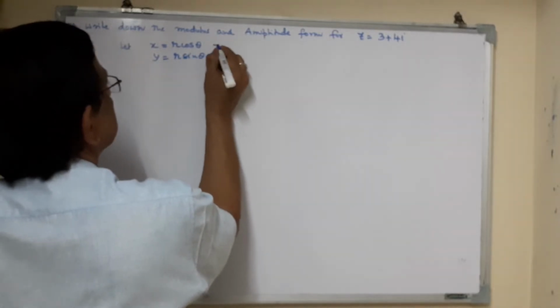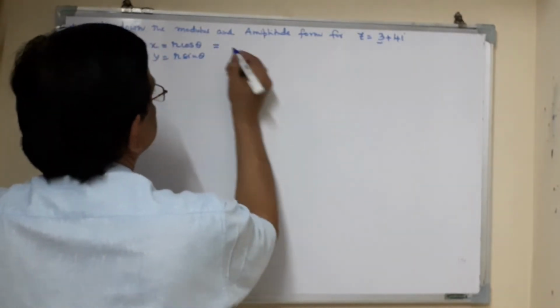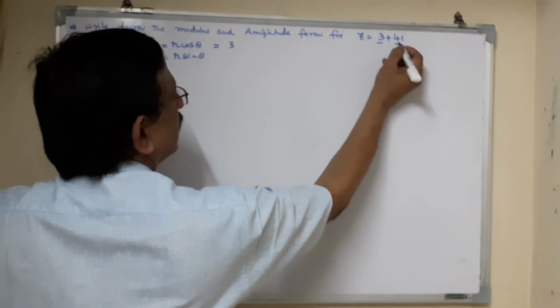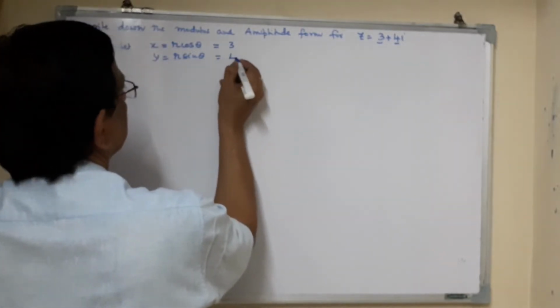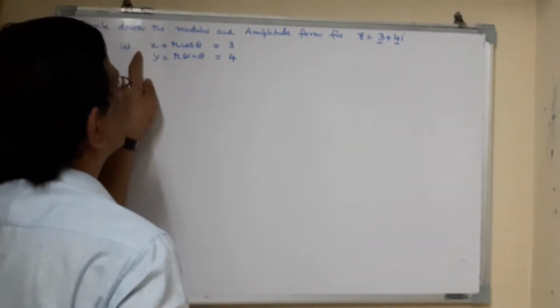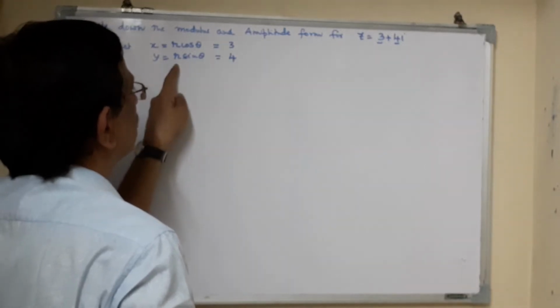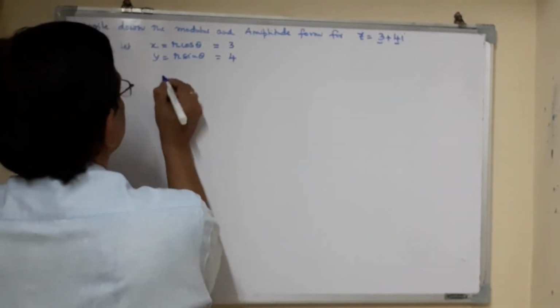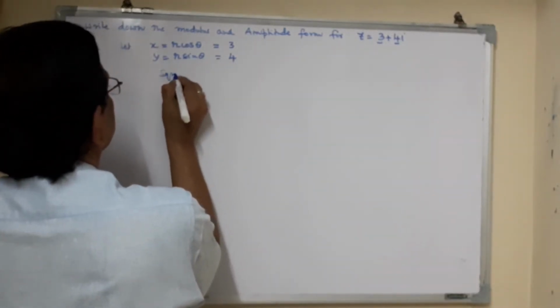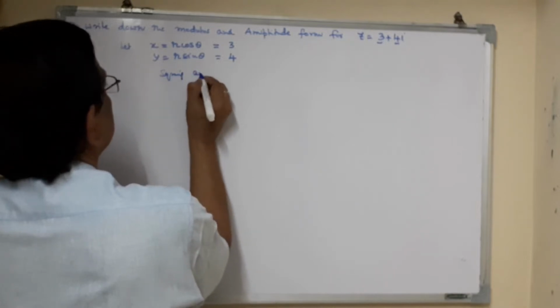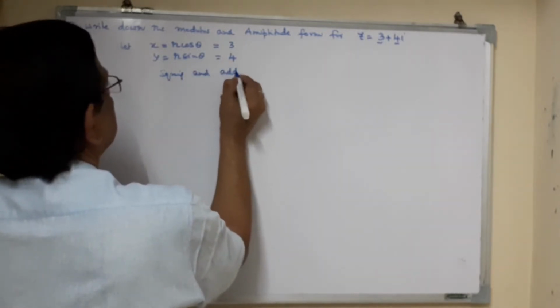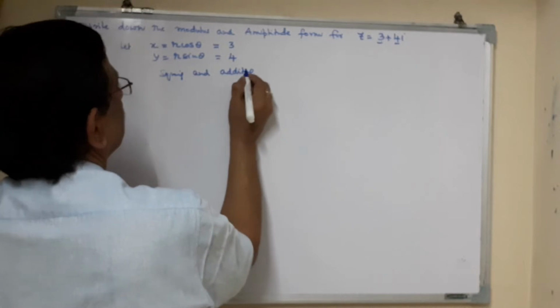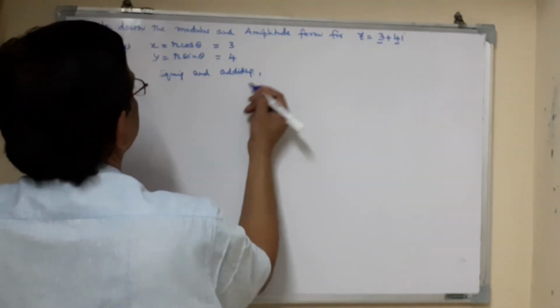In this case, what is x? It is 3. What is y? It's 4. So I have x equal to r cos theta equal to 3, y is equal to r sin theta equal to 4. Squaring and adding.